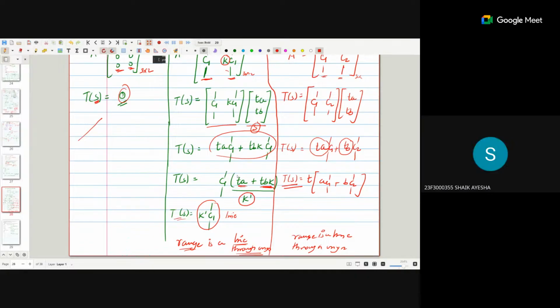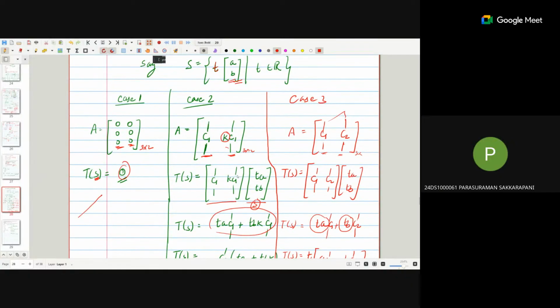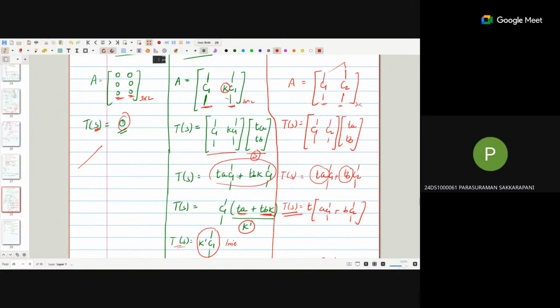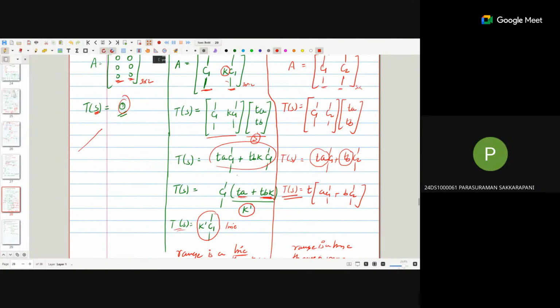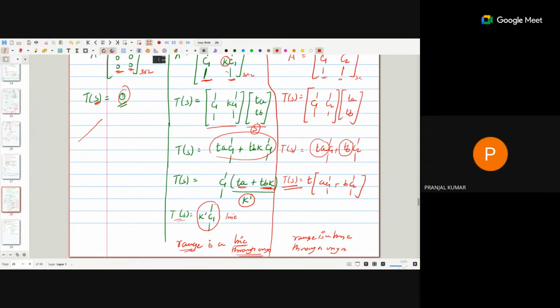Are you getting this or not? No, sir. Scalar multiplication is getting, sir, but the range which you are referring, the final output, I'm not able to get. Till the scalar multiplication is fine, sir, because it was division, and then it was converting to k dash c1, this part, and the final conclusion.